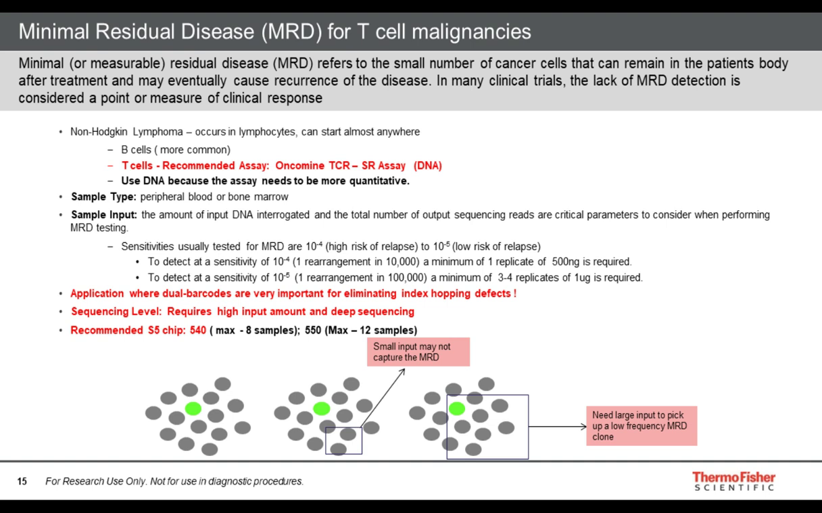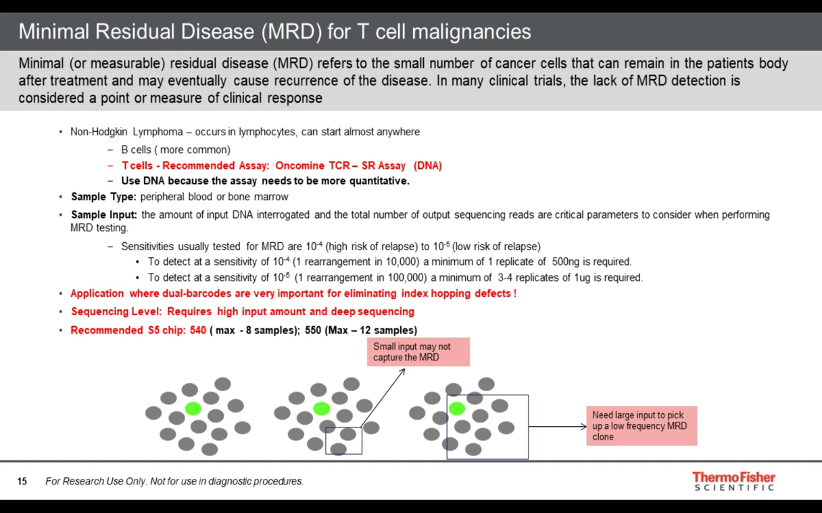To go into a little more detail on that, minimal or sometimes measurable residual disease refers to situations where a small number of malignant cells can remain after treatment, possibly leading to future recurrence. An example of this would be T-cell non-Hodgkin's lymphoma, in which the sample type is going to be either peripheral blood or bone marrow. Despite the fact that DNA quality will typically be good in this sample type, we do recommend use of the short read assay with DNA as input, as it's going to enable the assay to be more quantitative, which is what we want in this kind of application.